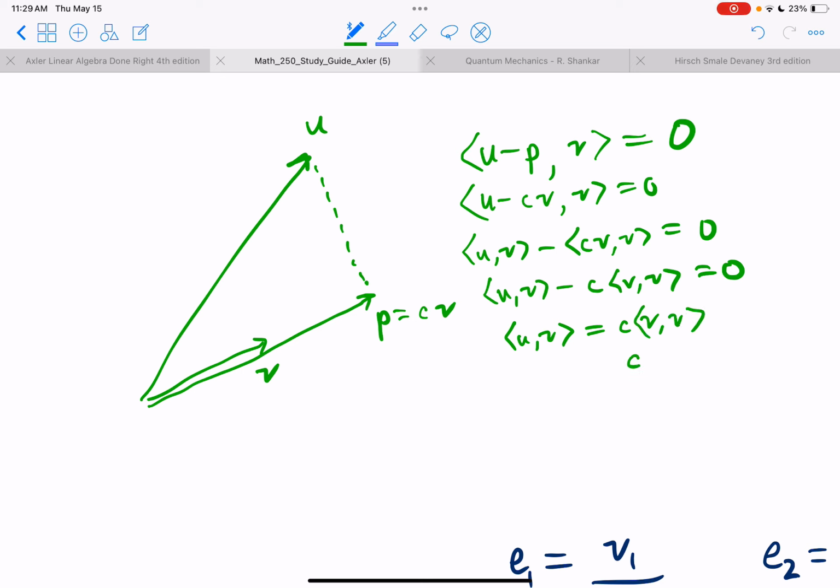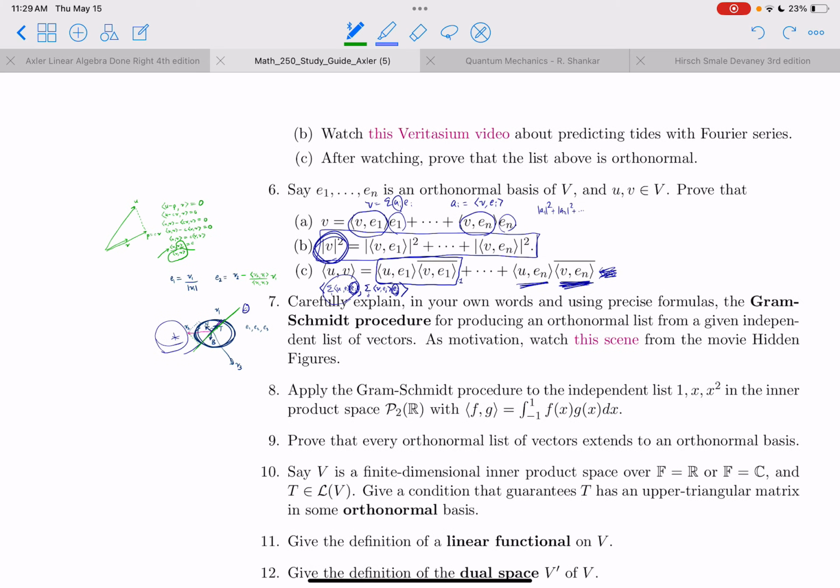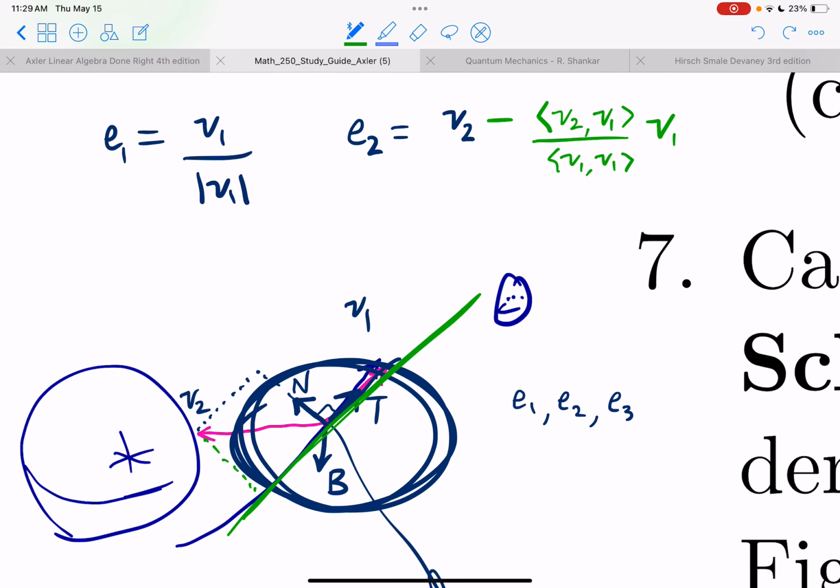V, and that means that C is UV over VV. Okay, and so the key here is that the vector we're projecting onto should appear in the right slot up top, and the vector we are projecting from should appear in the left. So let's see if that was, did I do that right? Yeah, I want to get rid of V2 and project it onto V1, so my V2 goes there.